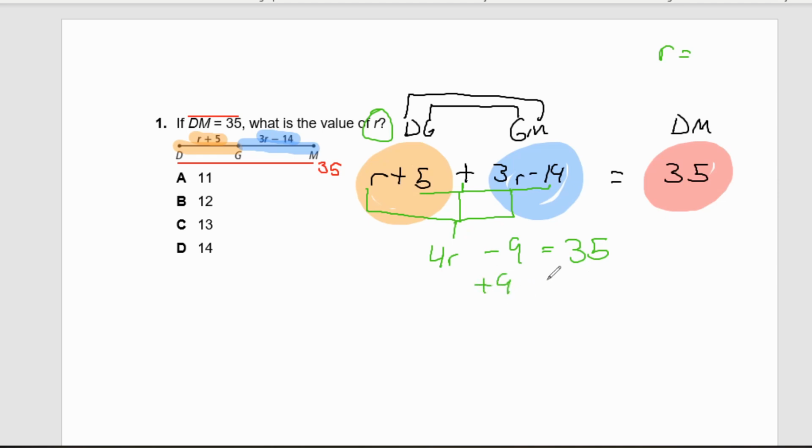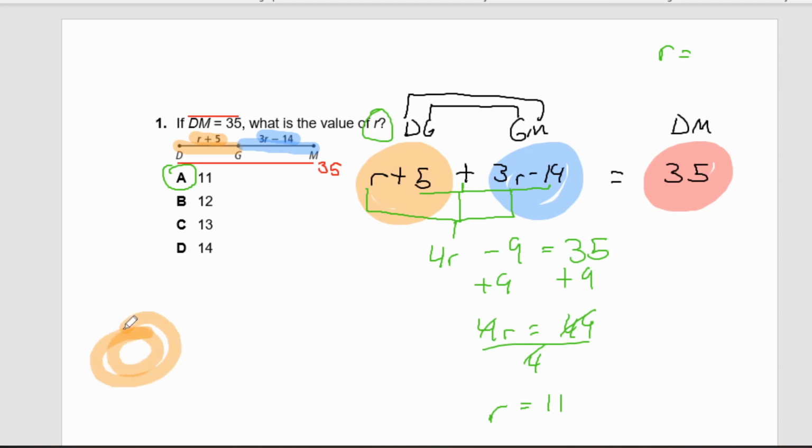Now I'm going to add 9 to both sides. And then I'm going to divide both sides by 4. If I do this, 4 divided by 4 is 1, so I'm left with R. And 44 divided by 4 is 11. I can verify that 11 is an answer choice. I can also go back and verify that I've done this correctly by taking my DG plus my 3R minus 14 and seeing if they do equal 35. Let me do that in colors again.